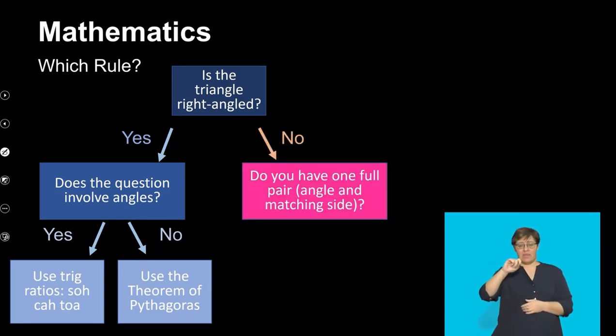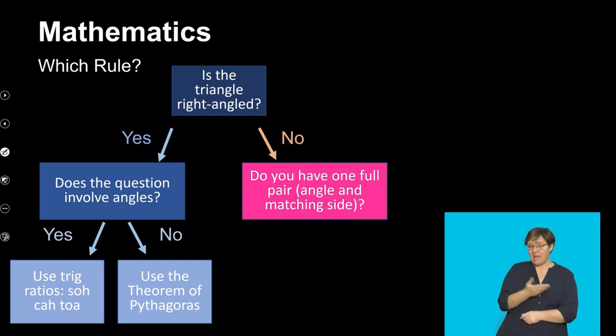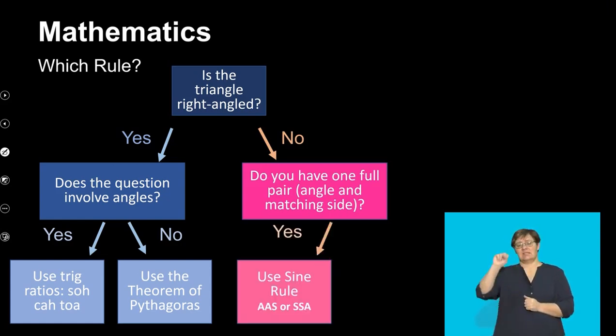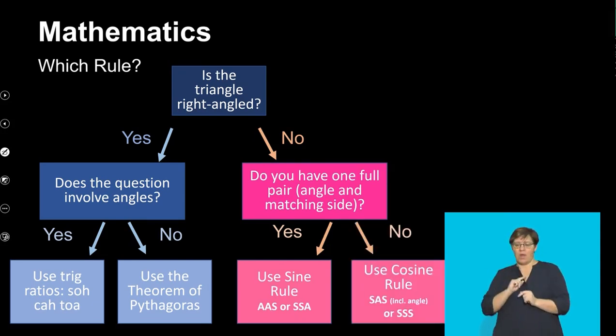If it's not a right angle triangle, then we look to see if we have one full pair, an angle and its matching side, and if we do, then we can use sine rule. If we don't have a matching pair of an angle and its side, then we've got to use cos rule. And remember again, sine rule is used when we have angle, angle, side, or side, side, angle, and not included angle. And cos rule is used when we have side, angle, side, or side, side, side. And remember, in cos rule, we're looking for that V pattern.